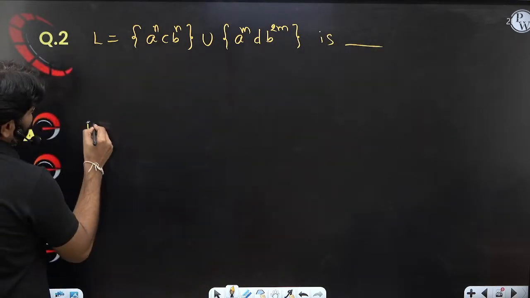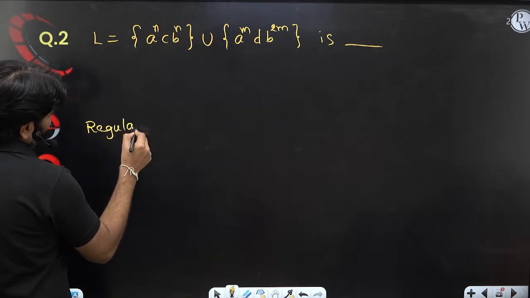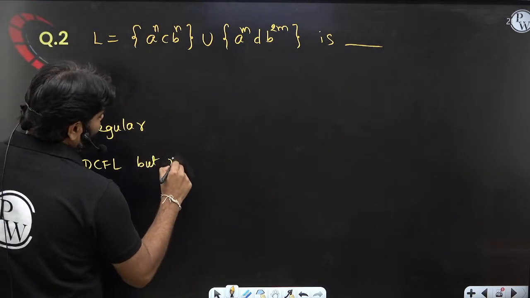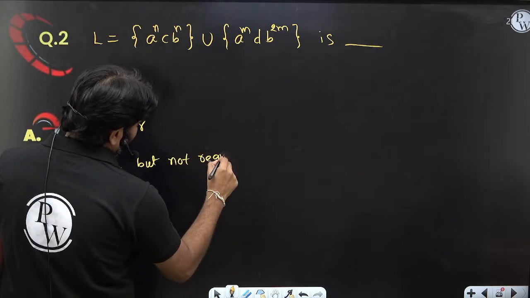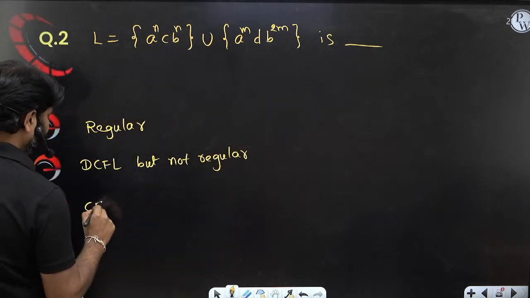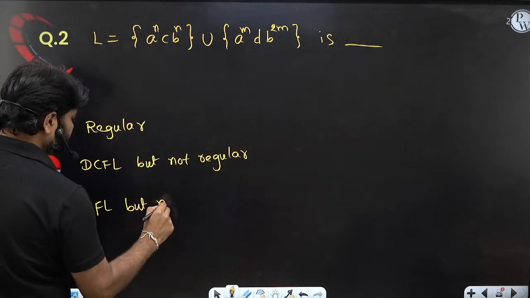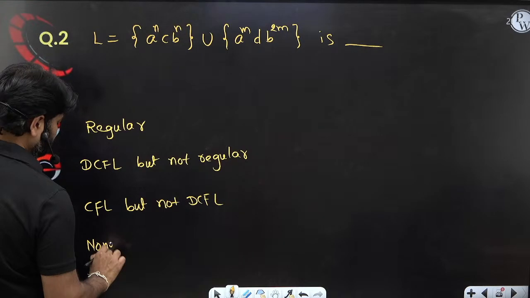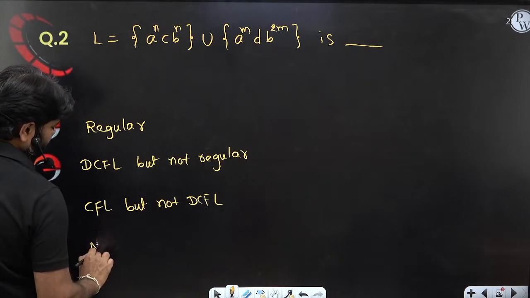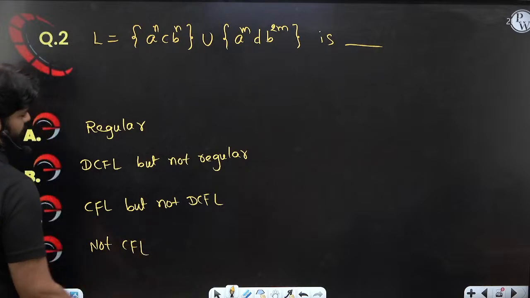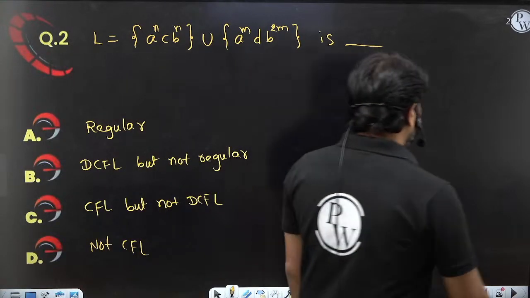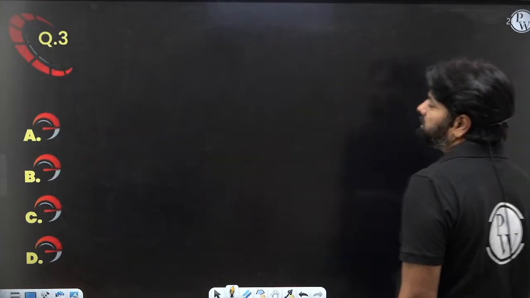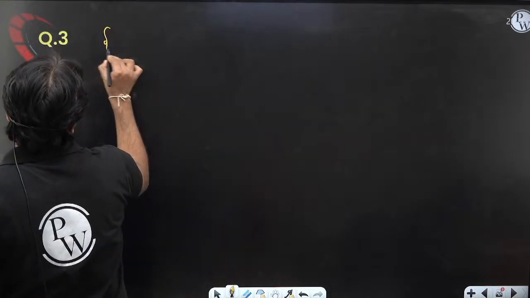Same options you take always: regular, DCFL but not regular, none are not CFL, anything is fine. Now the third will give you something different. Maybe the first two, 1 and 2, might get the same answer, but the third is very, very important for you.